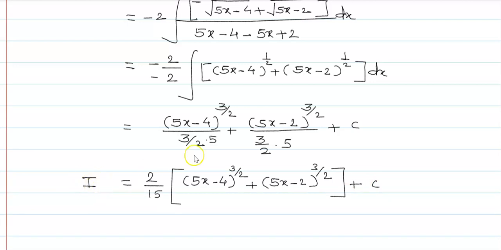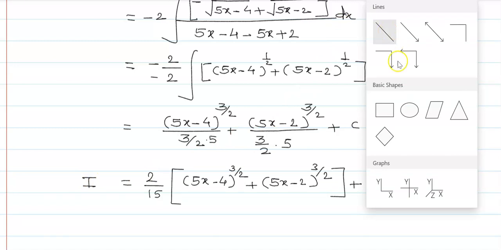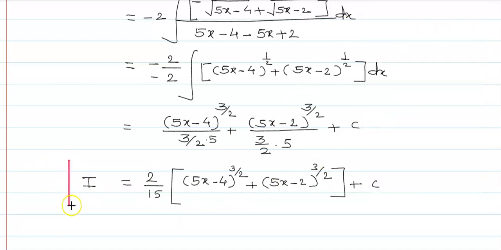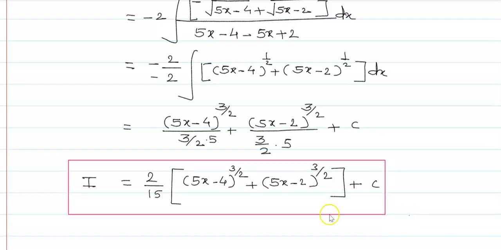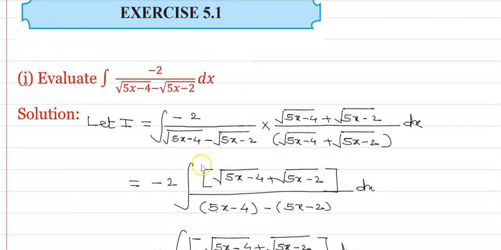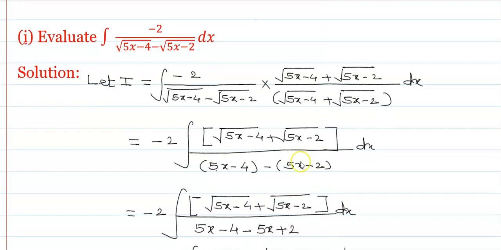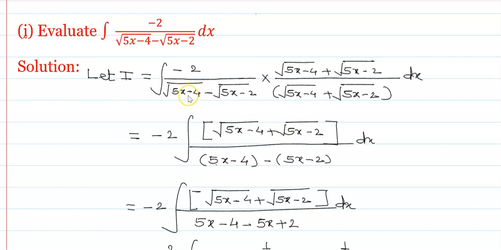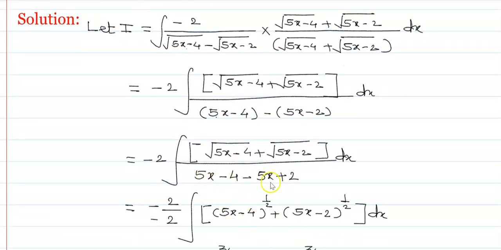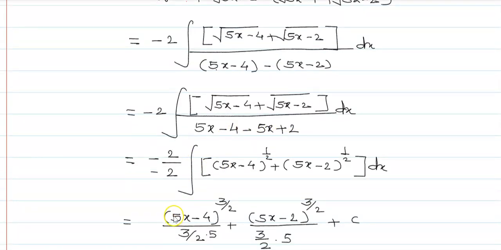I is equals to. Now here the answer. You can see it again. Rationalize the denominator, multiplied with plus minus 2 into this whole bracket upon a minus b into a plus b. That means a square, so the square of root of 5x minus 4 means 5x minus 4. Again the square of root of 5x minus 2 means 5x minus 2. Open the bracket: minus 5x plus 2, plus 5x minus 5x get cancelled. Minus 2 minus 4 plus 2 is minus 2. Again you are getting here 1.